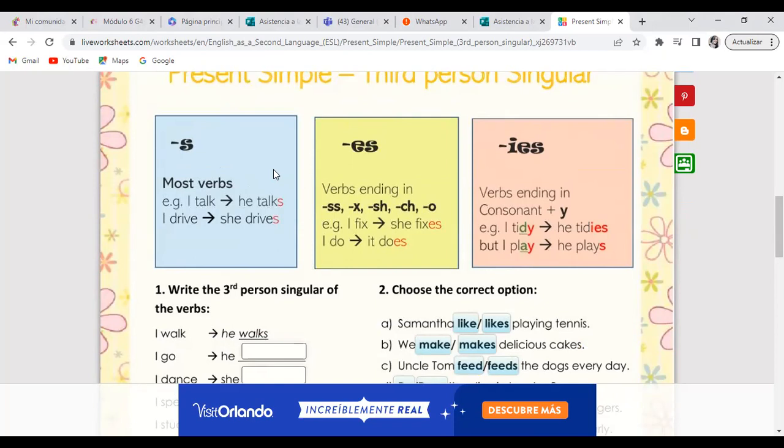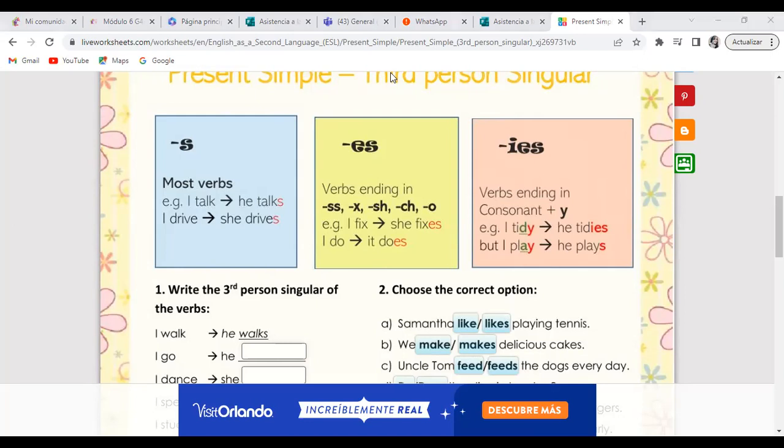But there are some verbs that end with double S, X, SH, CH, or O. What happened to these verbs? When we conjugate these verbs with he, she, or it, we need to add ES, like he fixes, she fixes, it does, for example.